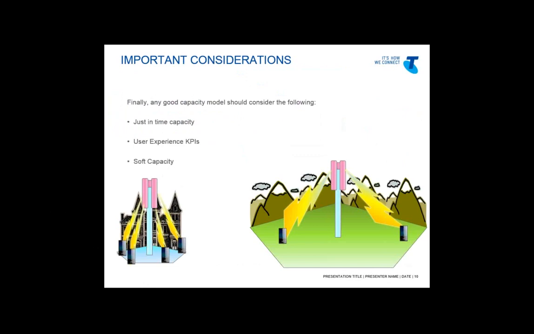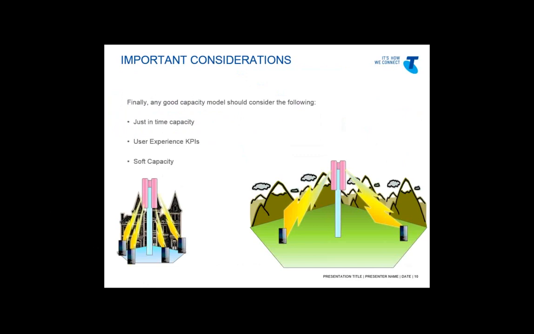And the final thing that we need to do is we need to be able to model soft capacity. And what I mean by soft capacity is the fact that with these data-oriented services that have link adaptation and are able to change the modulation encoding scheme depending on the radio conditions of the UEs in the cells, we have situations where some cells have much larger capacity than other cells. And it's very easy to visualize this.